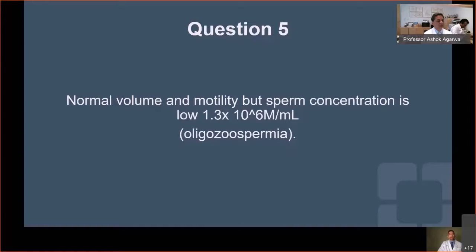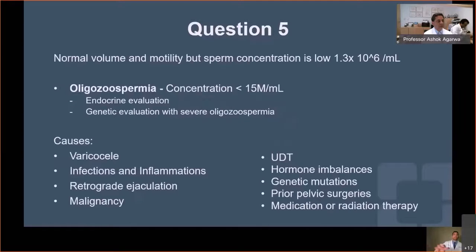Now, question 5. Normal volume and motility, but sperm concentration is low. In this scenario, the definition of low sperm concentration, less than 15 million, is oligozoospermia. The AUA, ASRM, and the EAU all recommend an endocrine evaluation in men with oligozoospermia. The minimal hormonal testing should be testosterone and FSH. However, you can include a number of other tests, including TSH, LH, prolactin, etc.